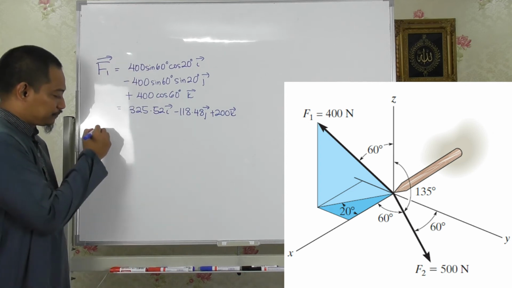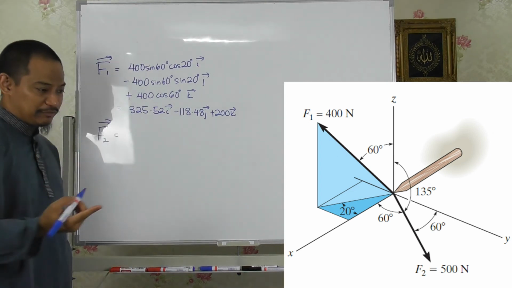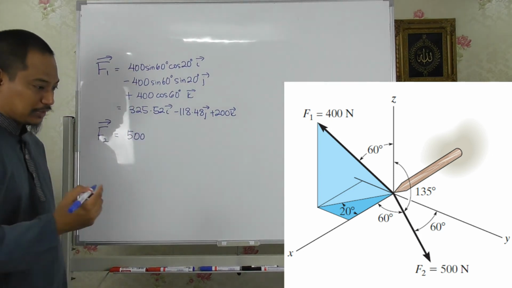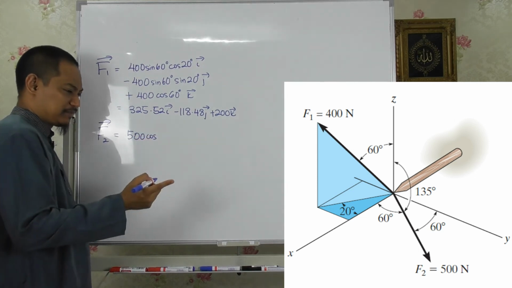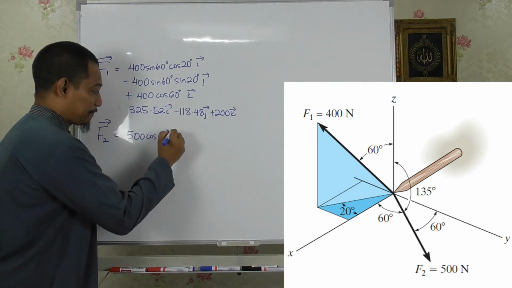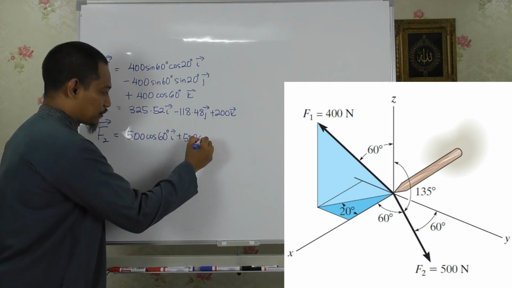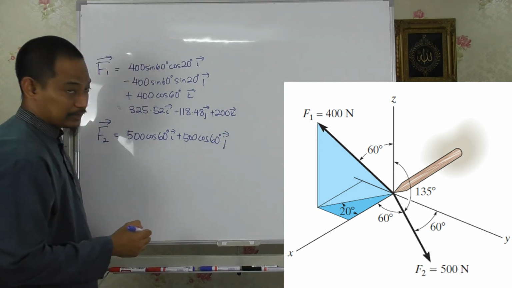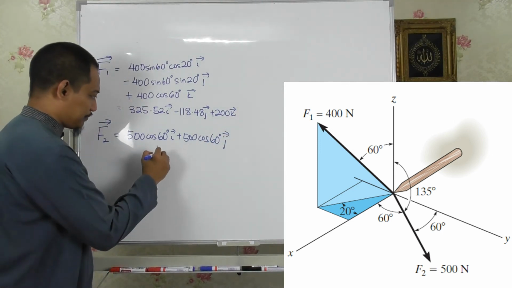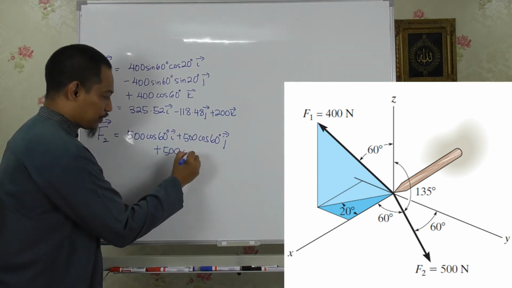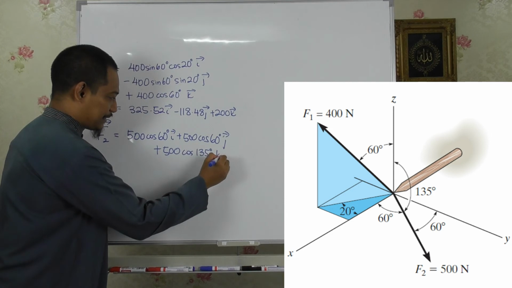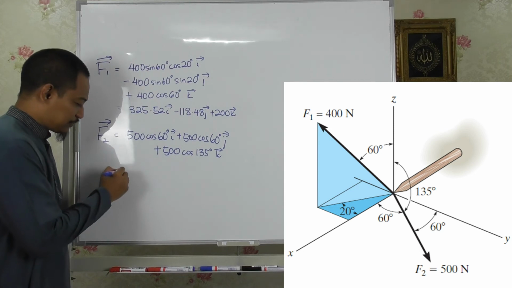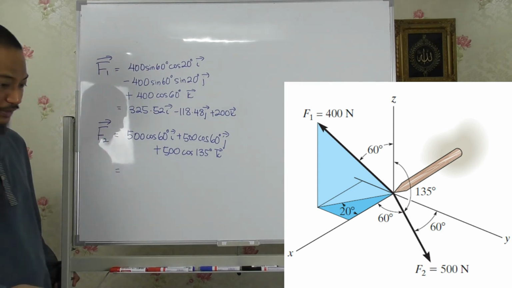What about F2? For F2, you have alpha, beta, gamma here, so that is straightforward. Just magnitude 500 and then cos alpha. Cos alpha is 60 degrees, i, and then plus 500 cos beta. Cos beta is 60 degrees, j. And then plus 500 cos 135 degrees, k. So we just plug in cos alpha, cos beta, and cos gamma. If you calculate this one, automatically you get the positive or negative.